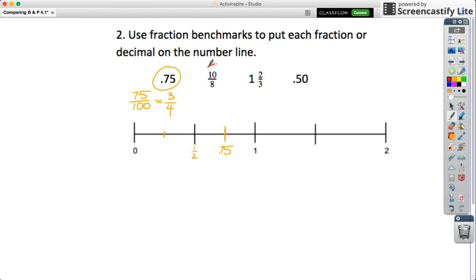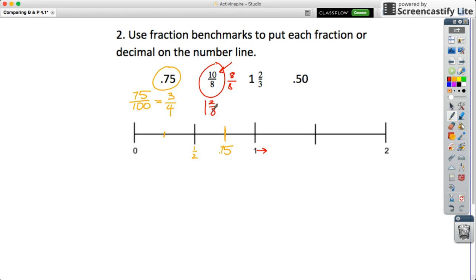My next fraction here is 10/8. Now right away, I'm seeing this is an improper fraction. 10 is greater than 8. So I know I'm going to have something greater than 1 on my number line. I can pull 1 whole out of this, which is 8/8. And then after I pull 8/8 out of 10/8, I would have 2/8 left over.